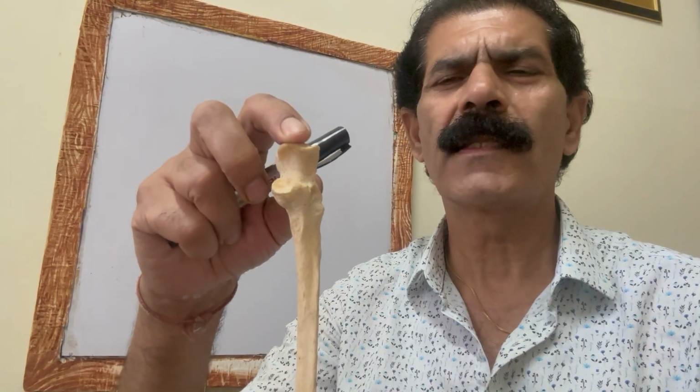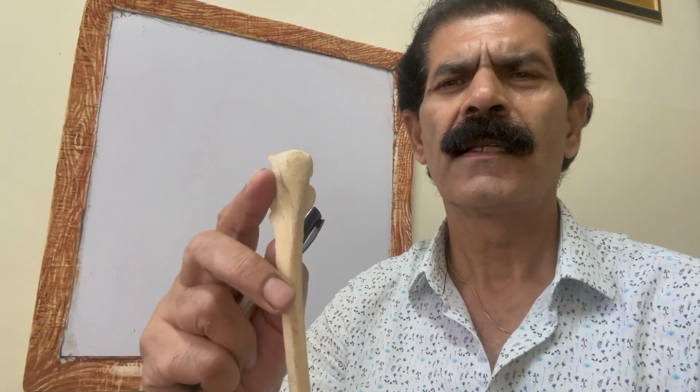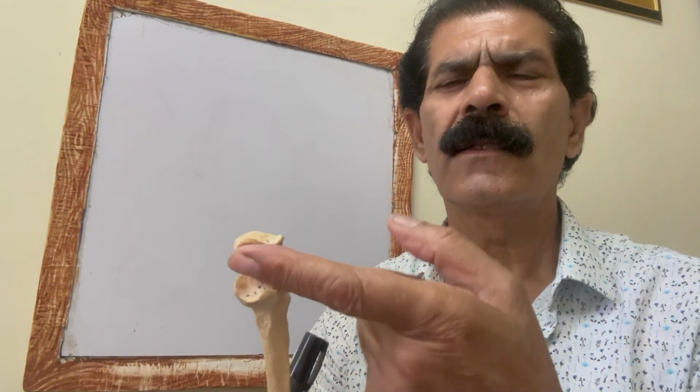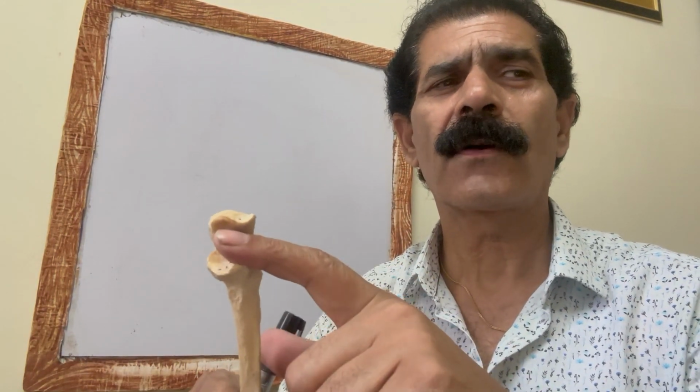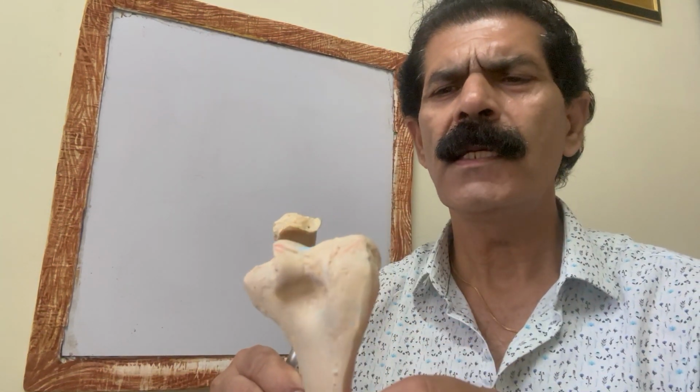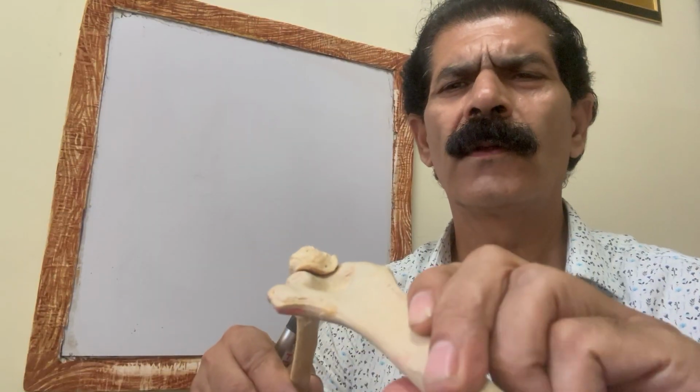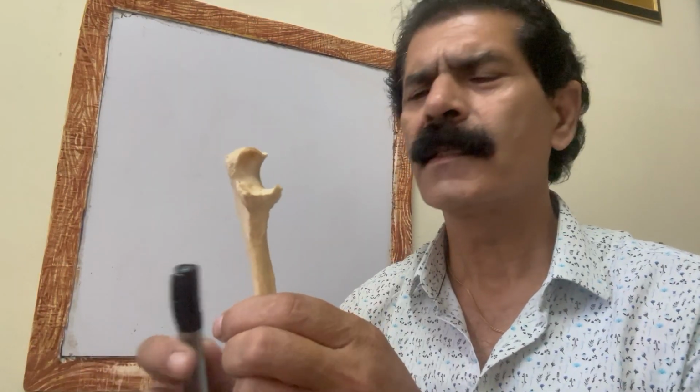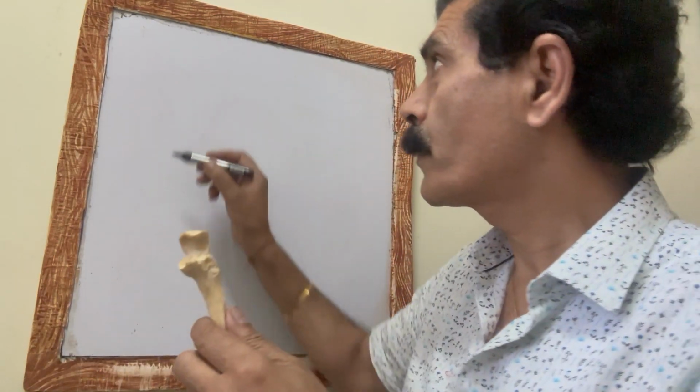Now the upper end of the ulna has the most top point called the olecranon process, and there is a notch here. This is called the trochlear fossa, and in this trochlear fossa there is a fitting of the trochlea of the humerus bone, a pulley-like structure. So this is the trochlea, and below this fossa there is a triangular area in front of the ulna. This is called the coronoid process.